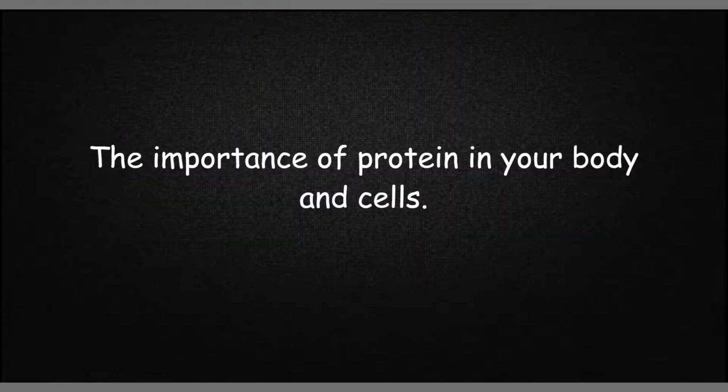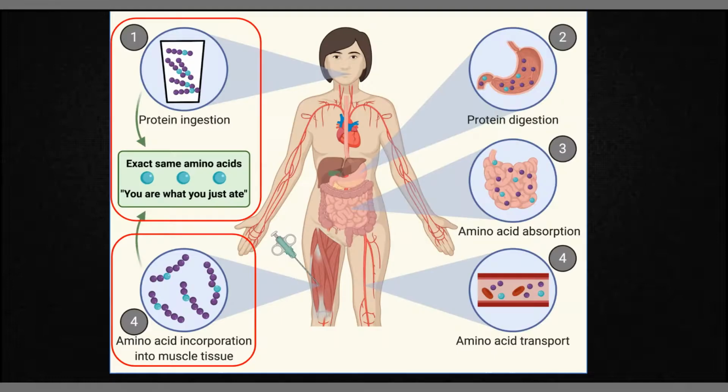The importance of protein in your body and cells. Starting off with the body, protein is required for the maintenance and growth of tissues in the body. Protein is broken down in the human body in a quantity equal to that which is consumed for tissue growth and repair. The body occasionally breaks down more protein than it produces, increasing one's requirement for it.